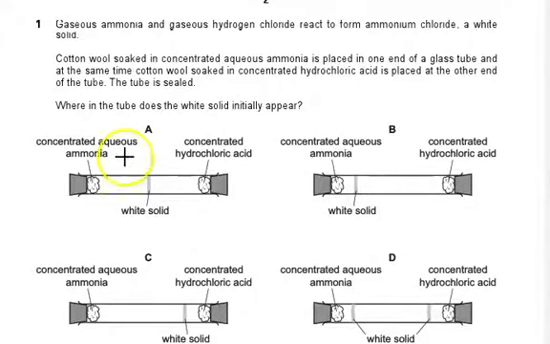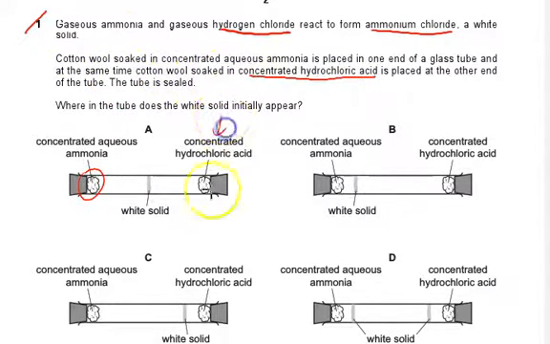For the first question here, gaseous ammonia and gaseous hydrogen chloride react to form ammonium chloride, a white solid. Cotton wool soaked in concentrated aqueous ammonia is placed in one end of the glass tube, and at the same time cotton wool soaked in concentrated hydrochloric acid is placed at the other end of the tube. The tube is sealed. Where in the tube does the white solid initially appear?